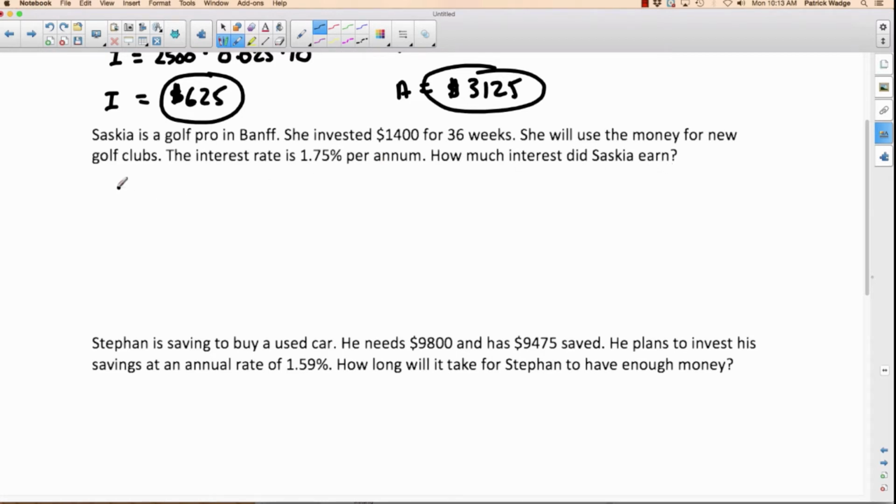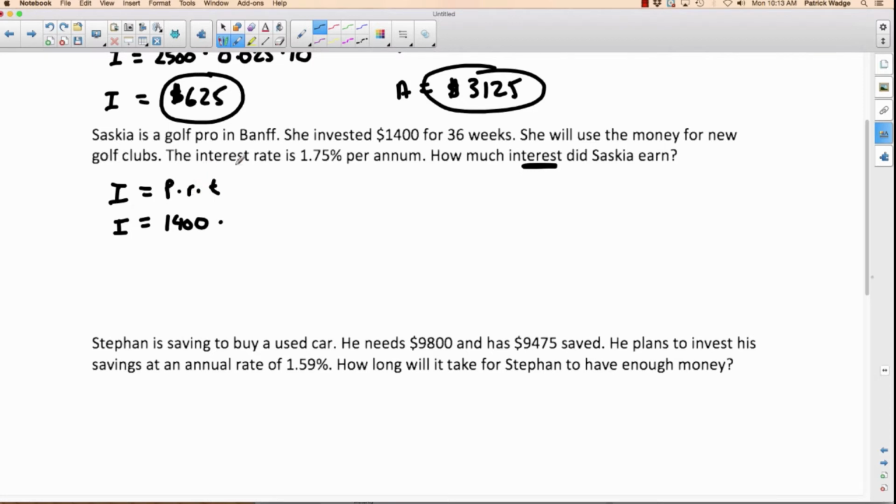So again, we're going to use the formula, I equals PRT. Do we know interest? No, that's what we're trying to find. We have to find the interest. So we'll write down I, we're trying to find that. Principal, that's the amount that Sashka put in the bank. That's $1,400. Okay, now a couple difficult things here.